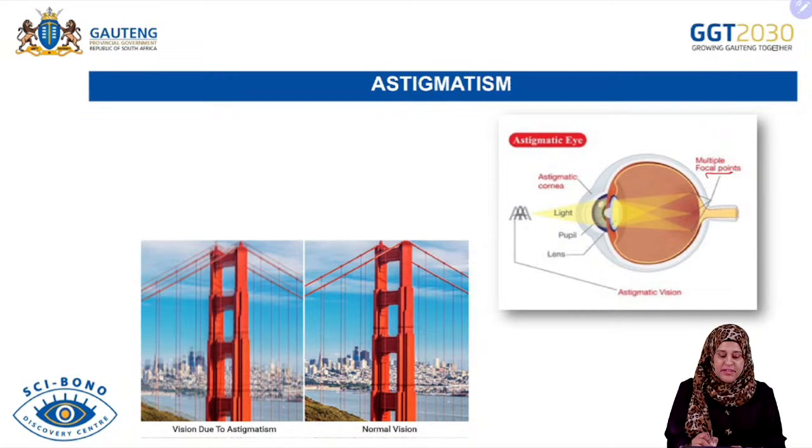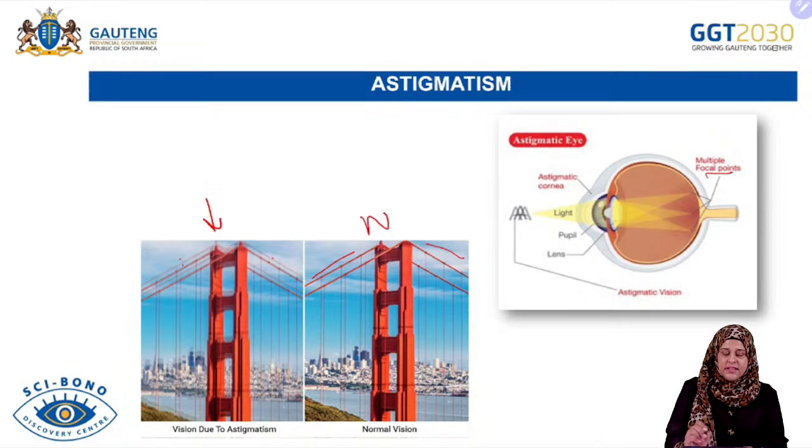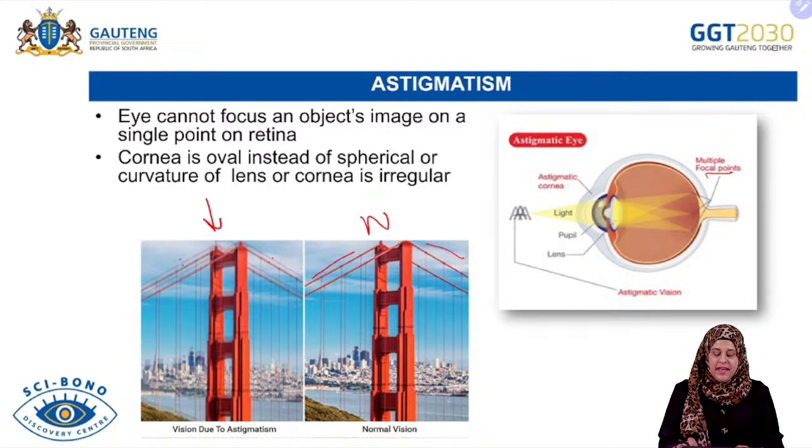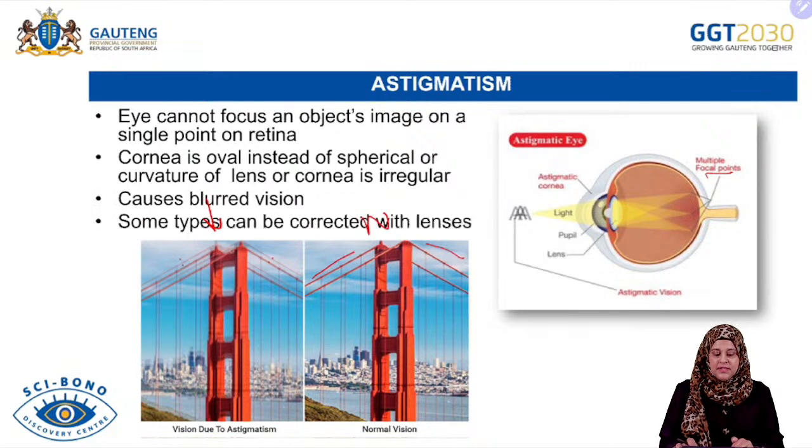And if you're looking at this bridge, with normal vision you can see the bridge is quite clear here, right? But here you can see double. So it's sort of blurry, okay? So this is due to astigmatism, and this one here is normal vision. Right, so here the eye cannot focus on an object's image on a single point, and the cornea is oval, right? The curvature is irregular. It's not a smooth cornea. So it causes blurred vision. And some types of astigmatism can be corrected using lenses.